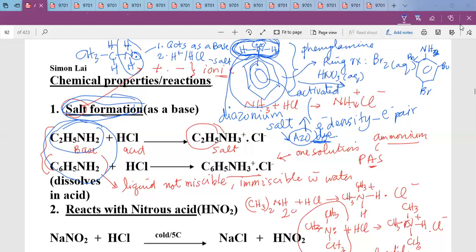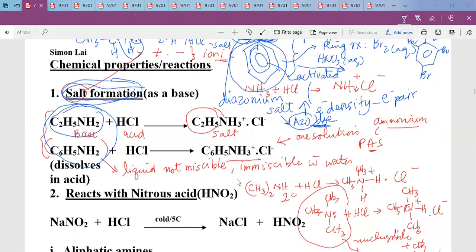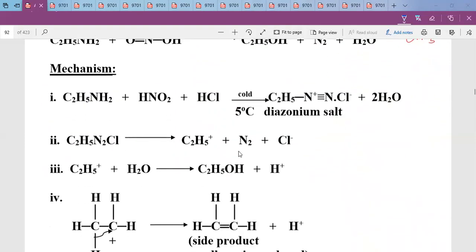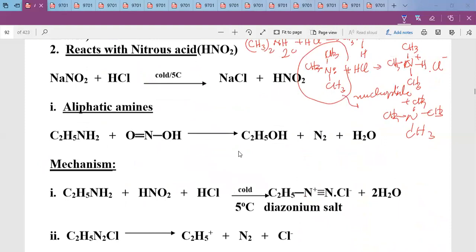Now we should go and talk about it. Alright, let's look down here. Remember, this thing is called nitrous acid. Nitrous acid is a pale blue solution. I told you before that day, a pale blue solution, and it's very unstable. You heat it, it will decompose.